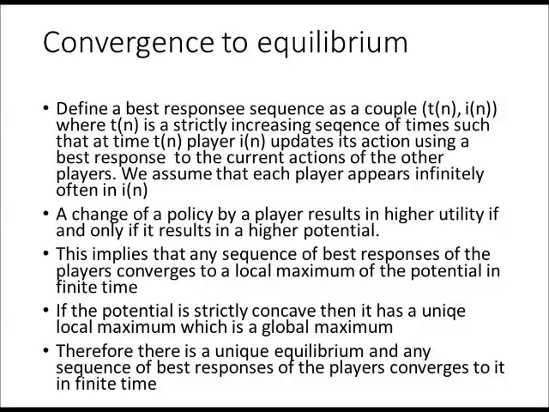We assume that each player appears infinitely often in the sequence I_n. If it is indeed a potential game, then a change of a policy by a player results in a higher utility to that player if and only if it results in a higher potential. This implies that any sequence of best responses of the players converges to a local maximum of the potential in a finite time. If the potential is strictly concave, then it has a unique local maximum, which is also a global maximum. Therefore, there is a unique equilibrium, and any sequence of best responses of the players converges to it in finite time.